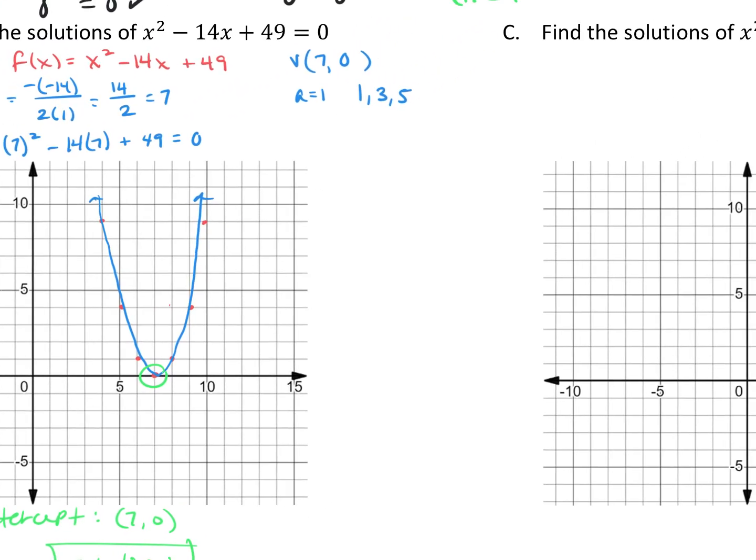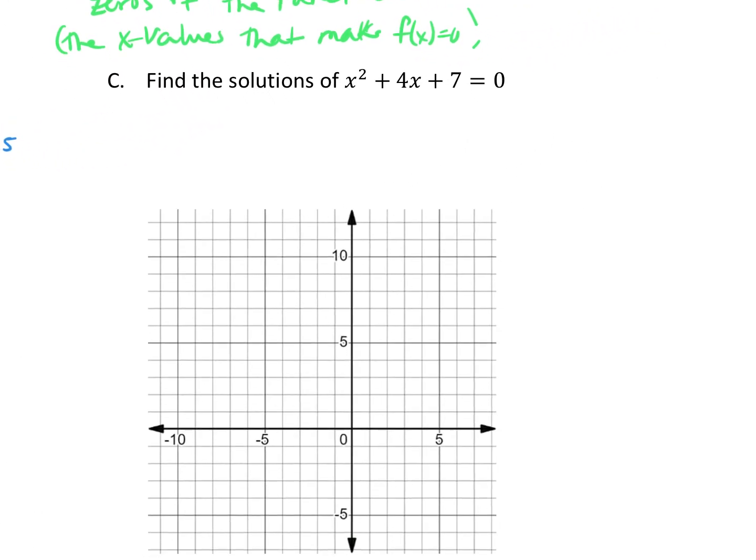All right, let's try one more. Find the solutions of x squared plus 4x plus 7 equals 0. So we're going to follow those exact same steps. We're going to start by graphing the function. And they call this the related function. So we're taking our equation and we're going to graph the quadratic expression of that. So f of x equals x squared plus 4x plus 7. That is in standard form. So we're going to find our vertex first.